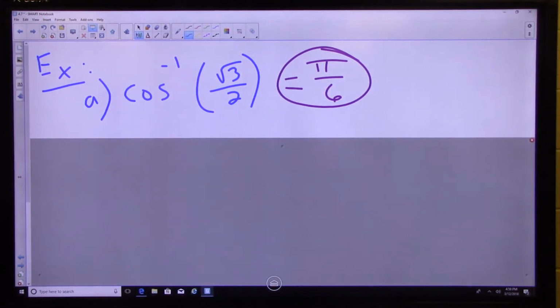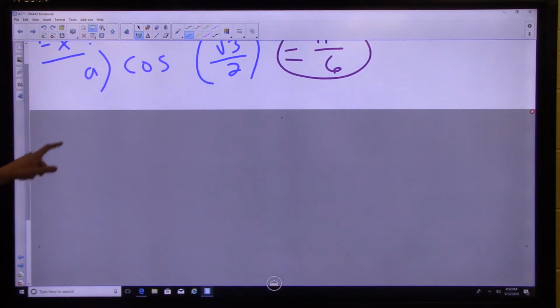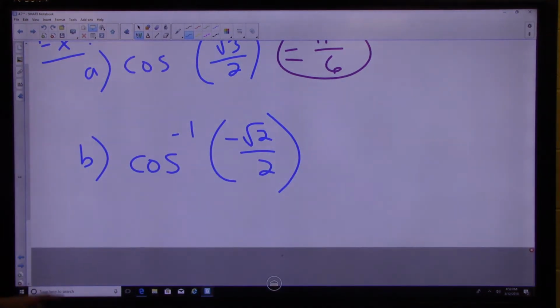Now, notice I'm writing most of these in radians. Again, I told you I want to eventually move towards radians instead of dealing with degrees. Okay, here we go. Let's keep going. This one's a little different. So we want the inverse cosine of the negative square root of 2 over 2. Okay, so let's try to figure this one out.